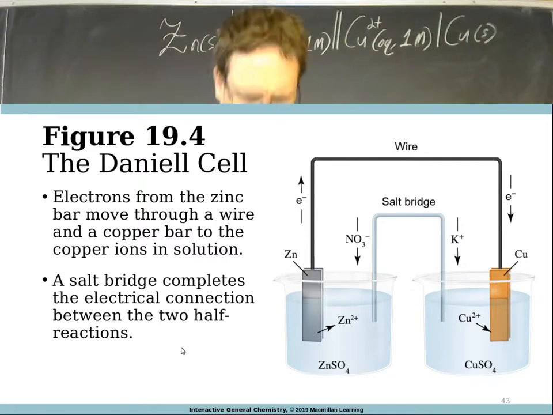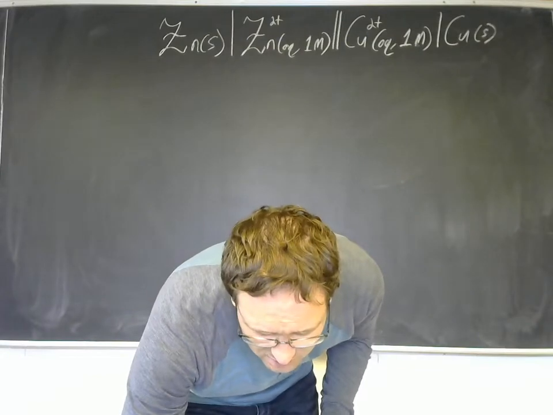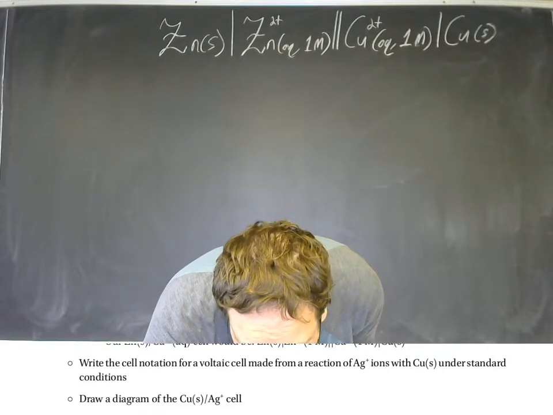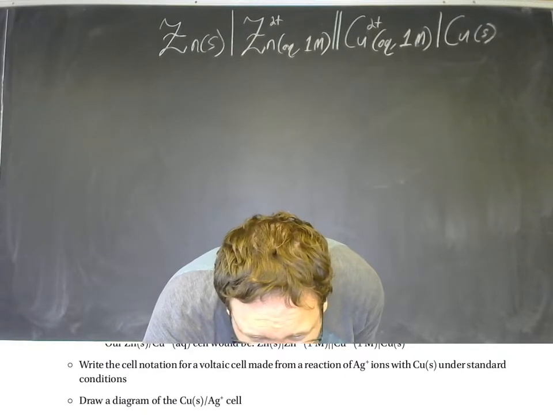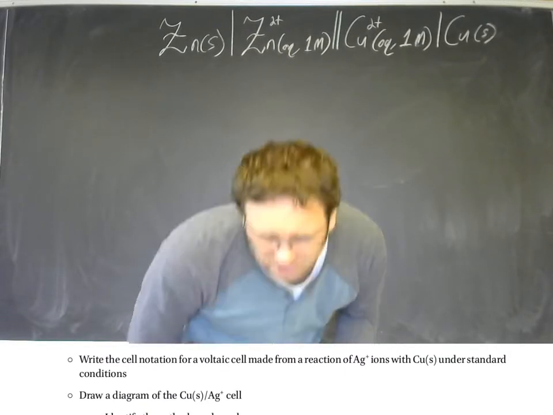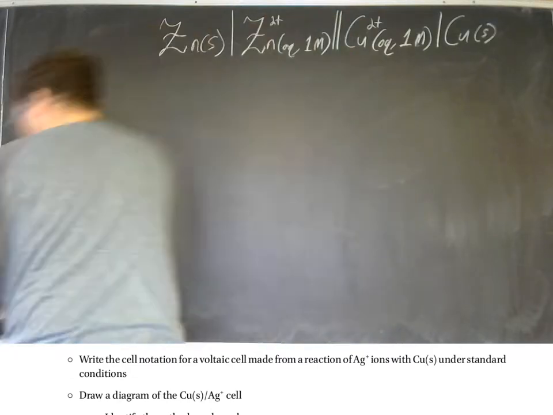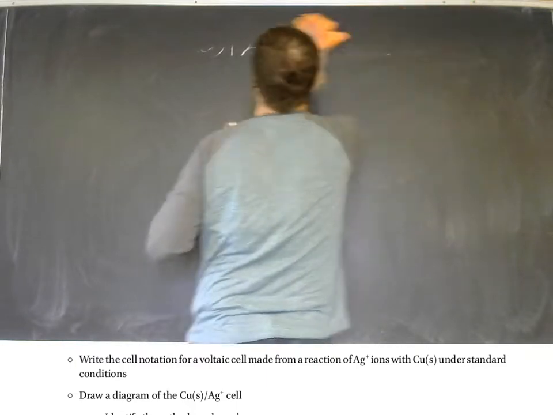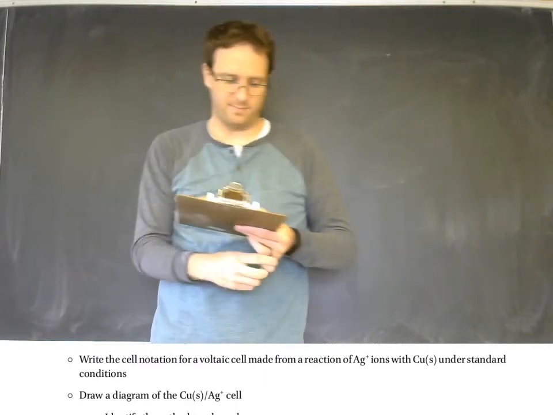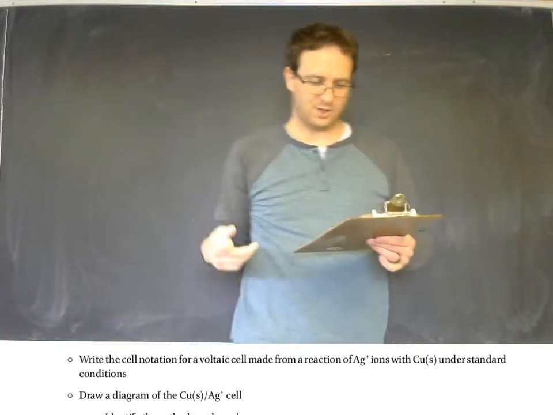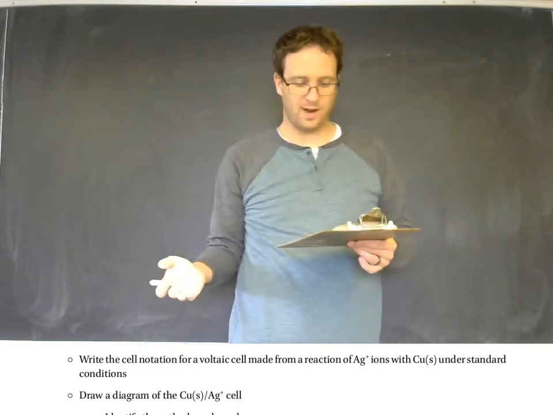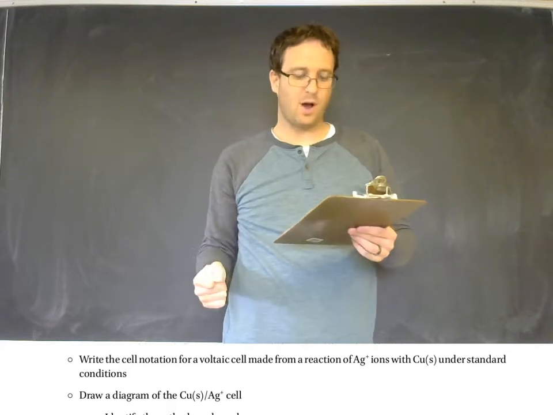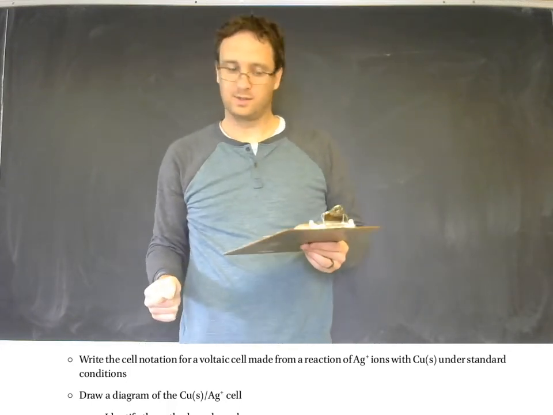So let's switch to PDF. Okay, so let's write the cell notation for a voltaic cell that is made from the reaction of silver 1+ ions with copper under standard conditions.